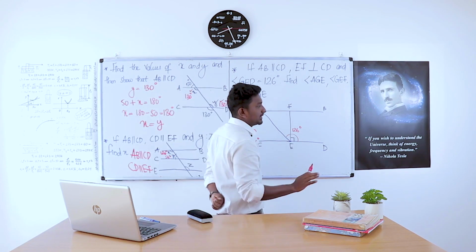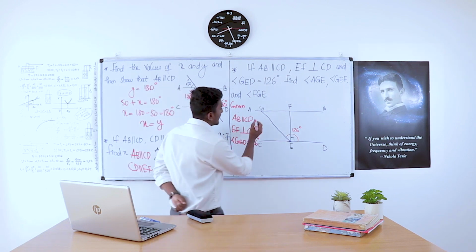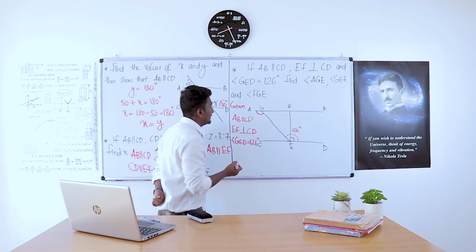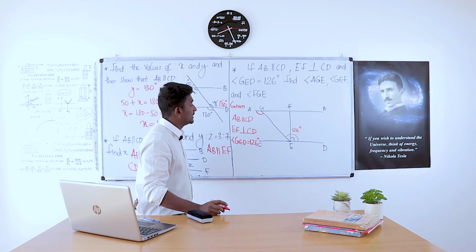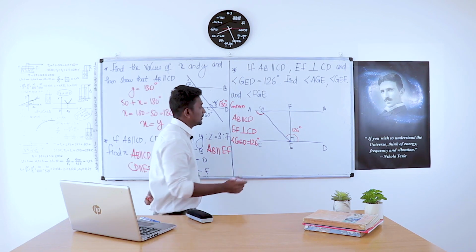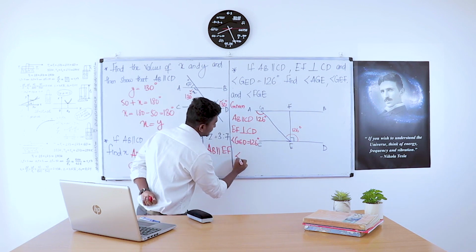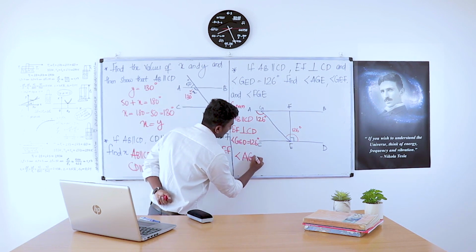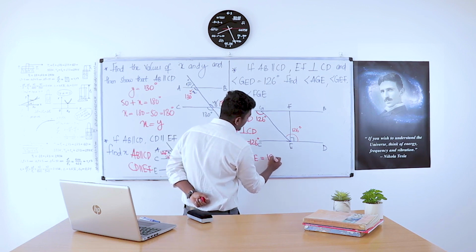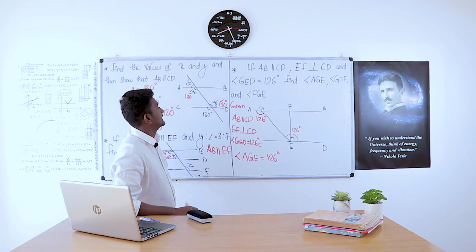AB and CD are parallel. That's given in the question. Then angle AGE and angle GED are alternate interior angles. So AGE is also 126 degree. So we got the first answer: angle AGE is equal to 126 degree.